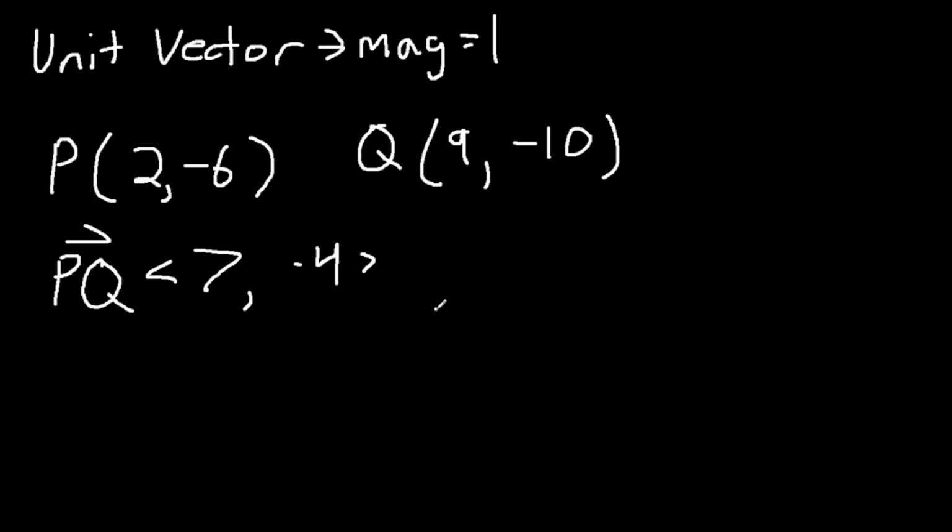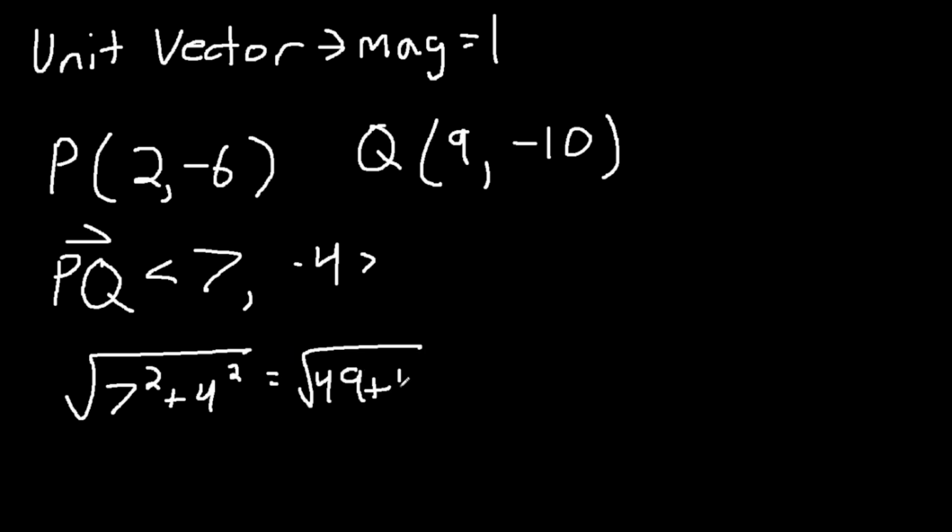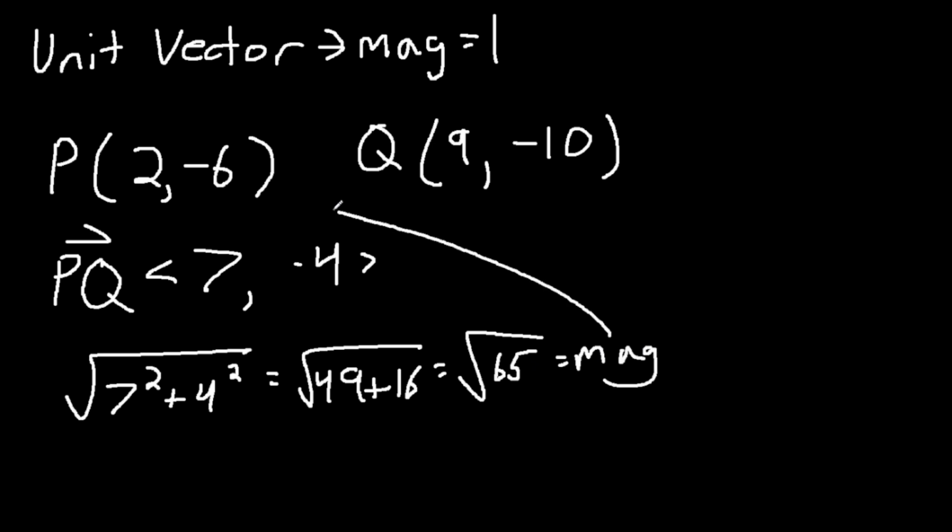Now that we have this, let's find the magnitude. The magnitude is equal to the square root of 7 squared plus 4 squared. And the reason why I left out the negative on the 4 is because if you square it, it'll end up positive anyway, so I just absolute valued the 4 here. And then you get 49 plus 16, which is equal to the square root of 65. So this is the magnitude of this vector. Magnitude equals square root of 65.